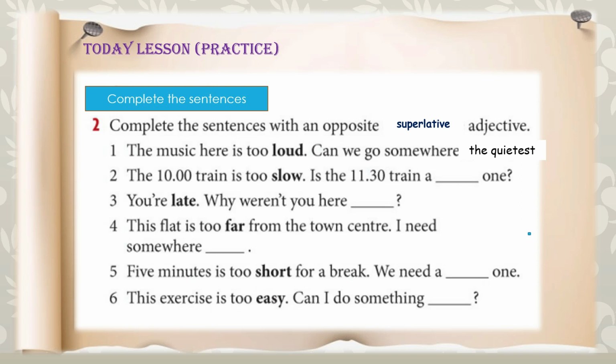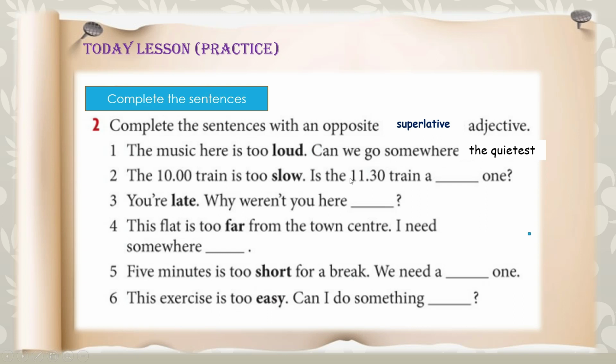And in this one, what you have to do is to complete the sentences. The first thing you have to do is to find the opposite word to this adjective and then change it to superlative adjective to complete the sentence. Okay, number one has been done for us as the example. The music here is too loud. Can we go somewhere the quietest?